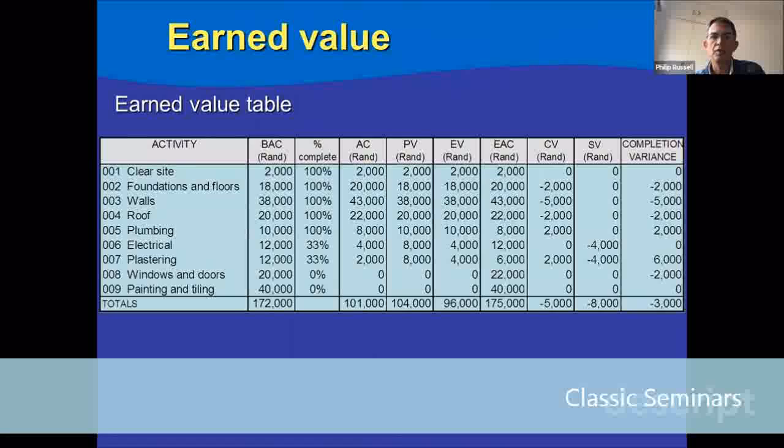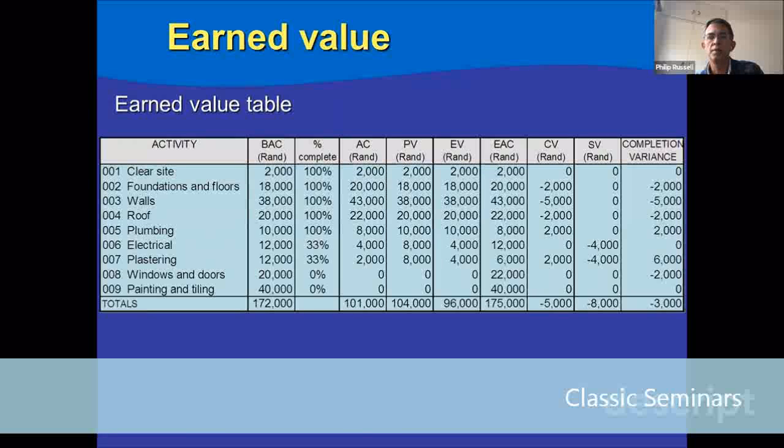Here we have an example of an earned value table. On the left-hand side, we have various deliverables or items that need to be done on the project. And we have the budgeted completion value, how much we intend to pay for each of these items or deliverables that need to be done. Then we have the percent complete. We then have the AC, or the actual cost. This is the cost that has been spent thus far. We have the planned value, what we plan to spend, and the earned value. The rest of the items to the right of that, the EAC, CV, SV, and completion variance, are all calculations.